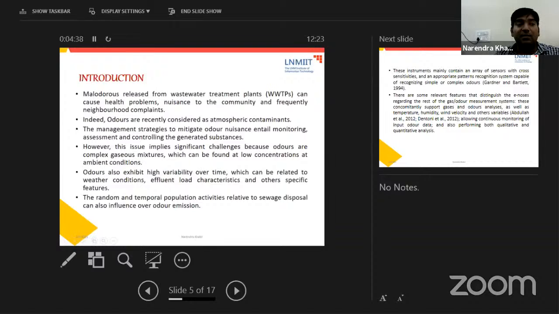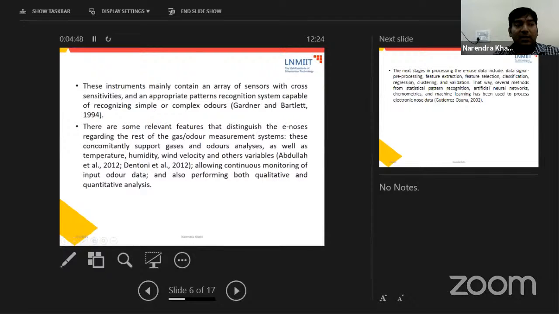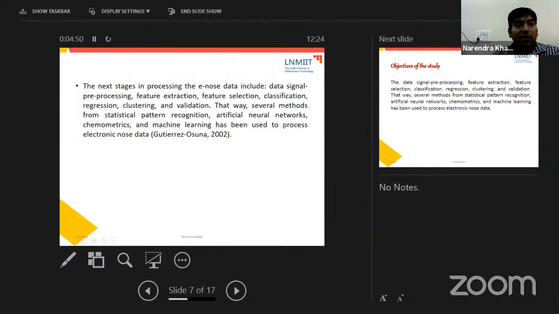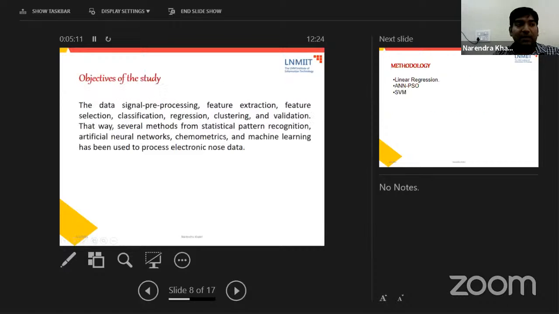Then management strategies to mitigate the odor nuisance entail monitoring, assessment, and controlling the substances generated. So in this way, we have taken that issue, and the particular aspects on which we have worked are data signal pre-processing, then feature extraction, feature selection, then classification, regression, clustering, and then validation with the existing technique or with real-time data, to see if it is able to recognize the particular level of expectation.